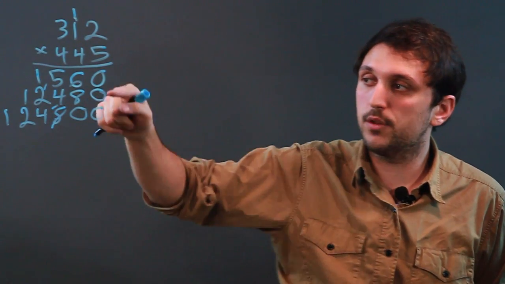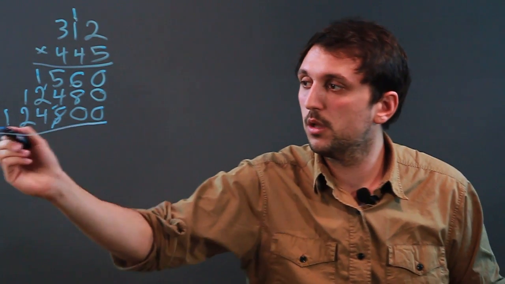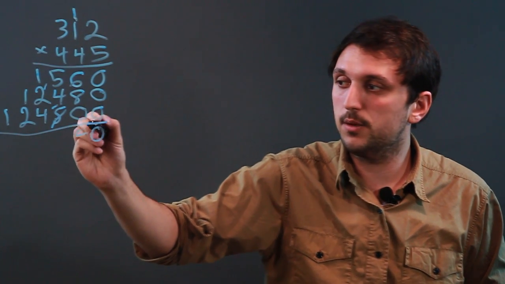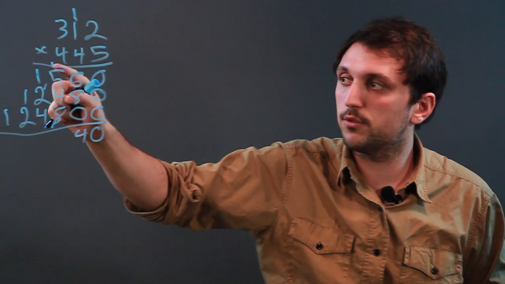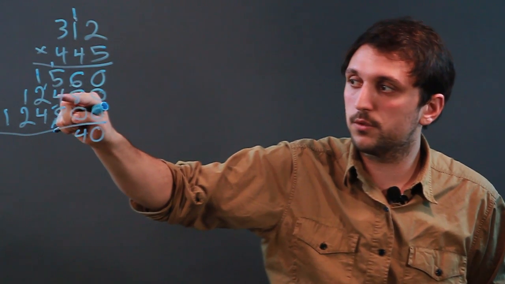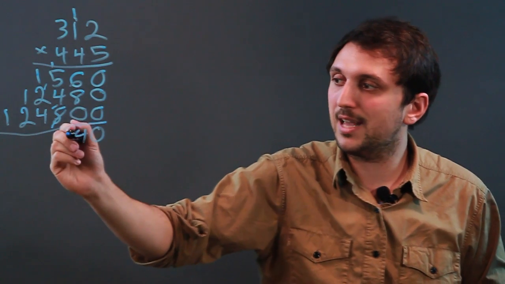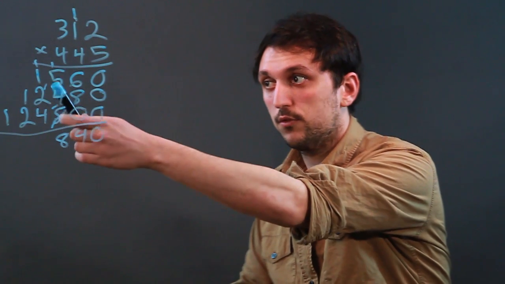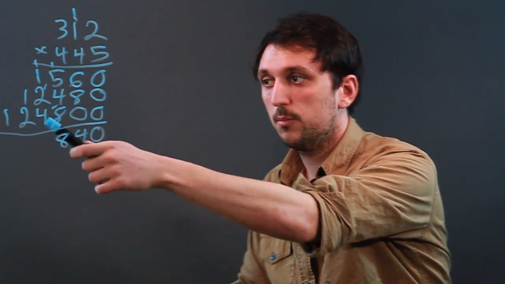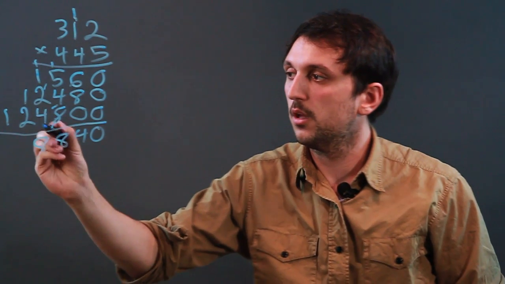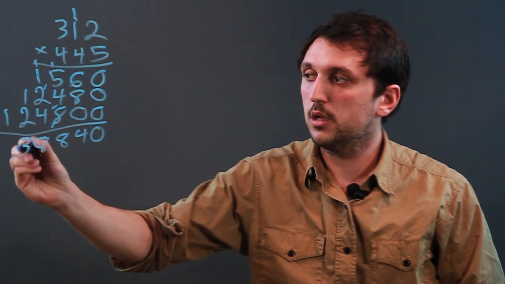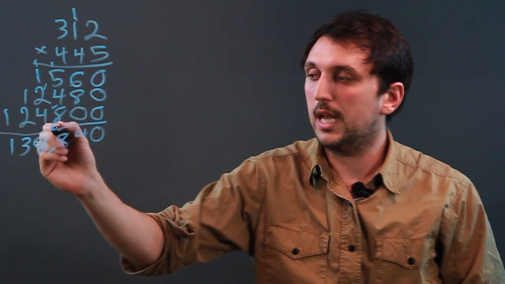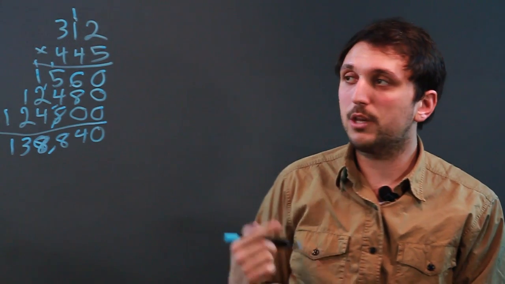Now we have to add everything up. So we add all our zeros. We add 6 plus 8 is 14. With addition, we're going to carry the 1. So 5 plus 1 is 6, plus 4 is 10, plus 8 is 18. Carry the 1. 1 plus 1 is 2, plus 2 is 4, plus 4 is 8. And then 1 plus 2 is 3, and then 1. So we have 138,840. Now, how do we check this?